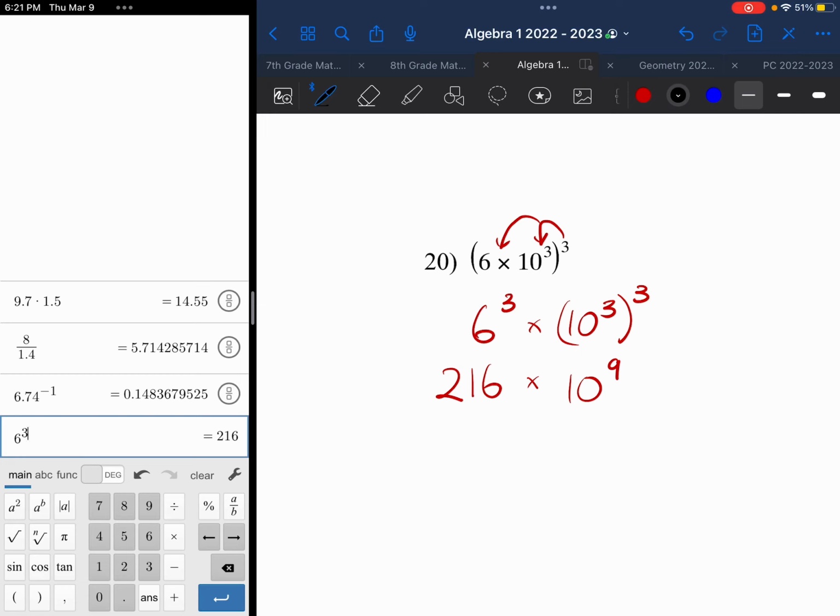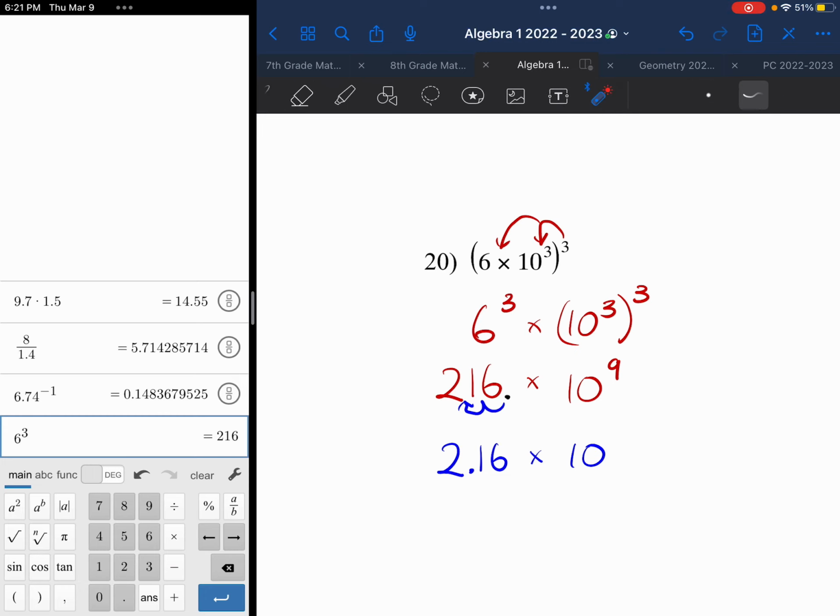Right now, the decimal place is hidden, but it's technically after the 6. And I need to move that decimal place 2 jumps over here. So this is going to turn into 2.16 times 10 to some power. Notice, I used to have a number that was 216, and now it's 2. It got smaller. If this number got smaller, this number has to do the opposite and get bigger.